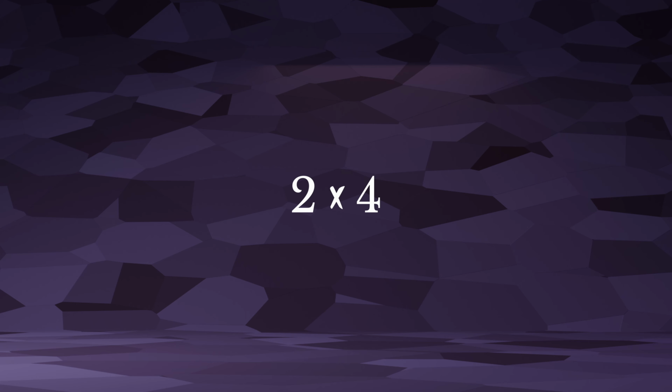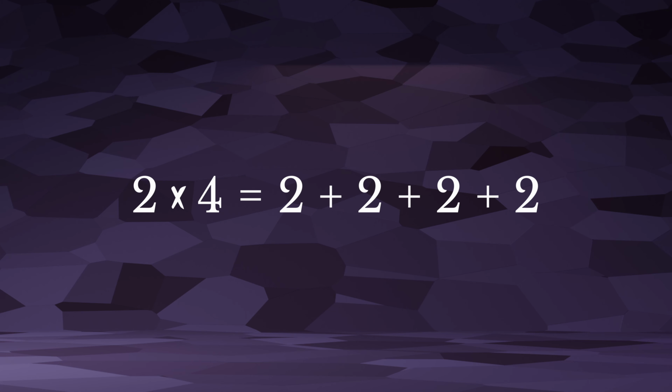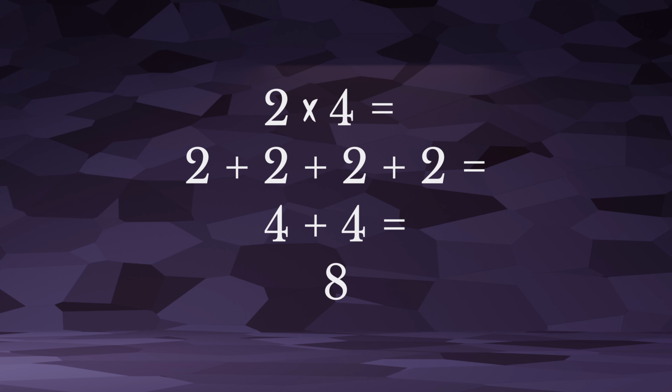Multiplication can be defined as repeated addition. 2 times 4, for example, is adding 4 to itself 2 times: 4 plus 4. We could say add 2 to itself 4 times, which is 2 plus 2 plus 2 plus 2. This definition is a little more robust than the skip counting definition I used earlier.